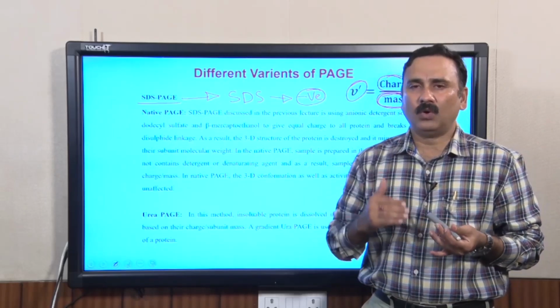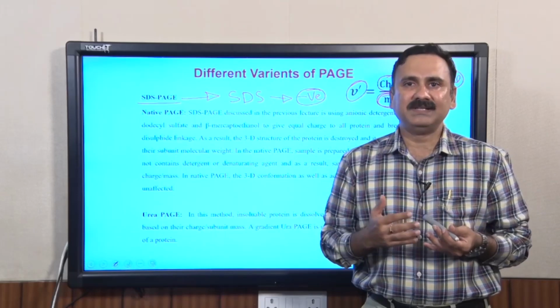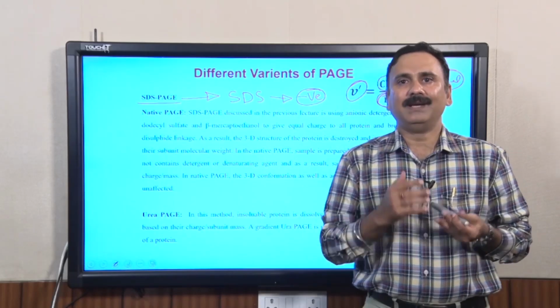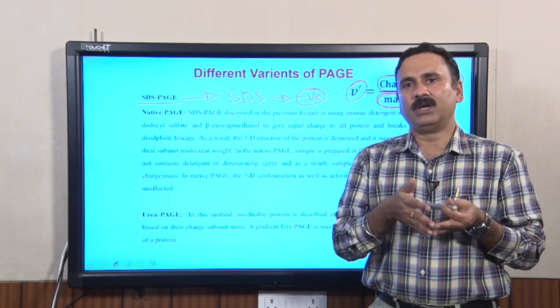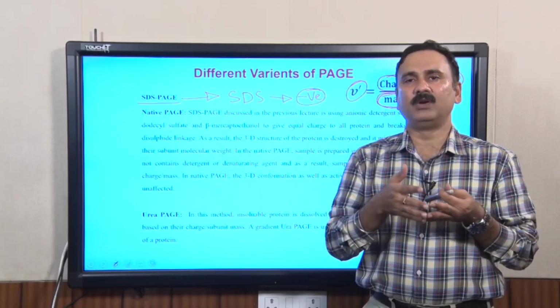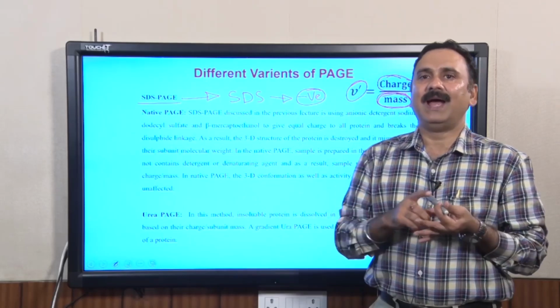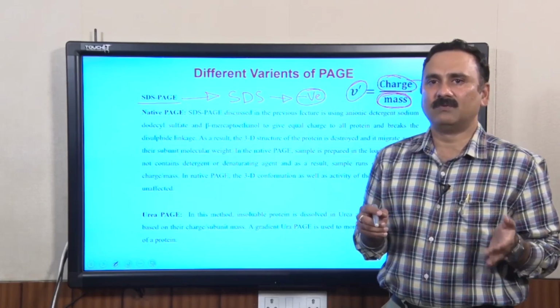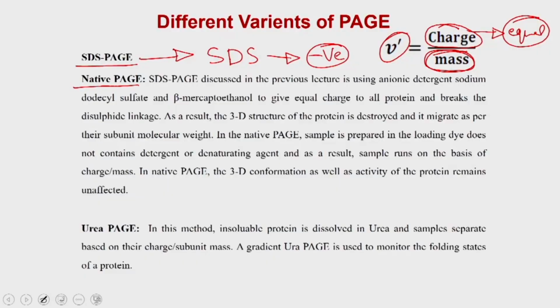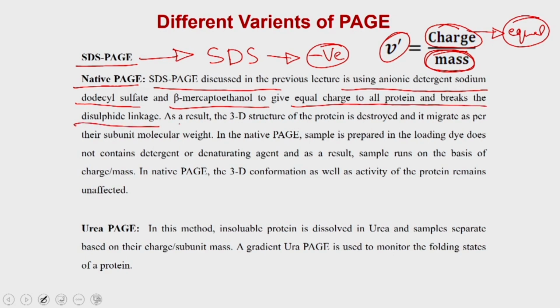But if you do not add the SDS as well as the beta mercaptoethanol, in those cases the protein is going to have its intrinsic charge, and the protein is going to maintain the three-dimensional conformation. That particular type of polyacrylamide gel electrophoresis is called the native PAGE. So, SDS PAGE uses the anionic detergent sodium dodecyl sulfate and beta mercaptoethanol to give equal charge to all the proteins and break the disulfide linkages. As a result, the three-dimensional structure of the protein is destroyed and it migrates as per its subunit molecular weight.